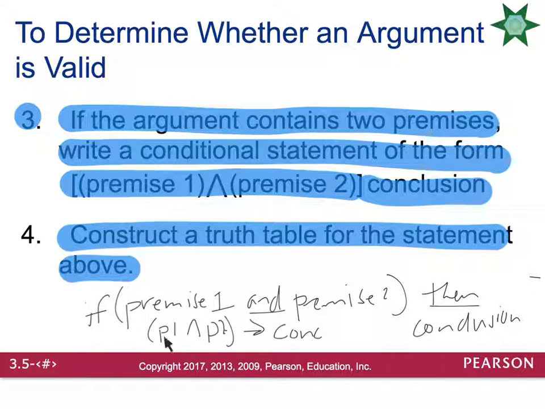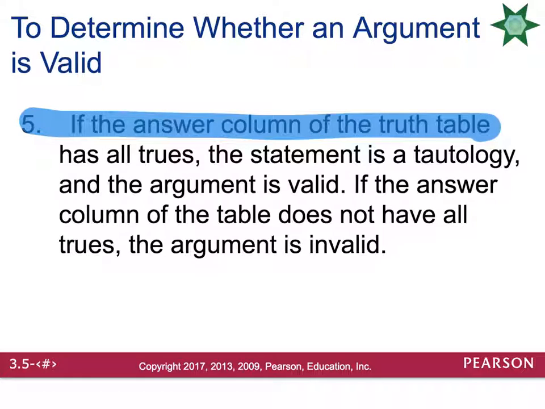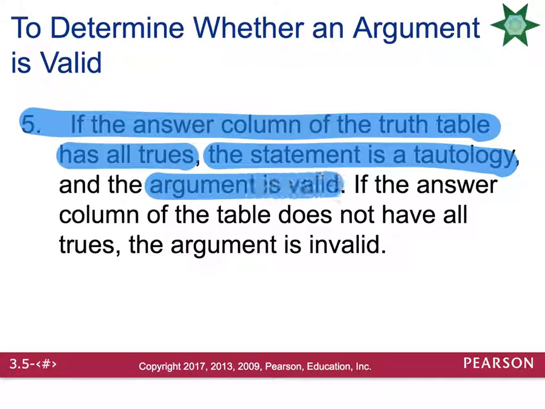Using symbolic logic, we would have P1 and P2 in parentheses because it's this and this, if, then conclusion. So we'll be looking at the truth table for this statement in symbolic logic. Or in words, if premise 1 and premise 2, then conclusion. If that's always true, then we have a valid argument, but it has to be true for every case. If the answer column of the truth table has all truths, the statement is a tautology, and the argument's valid.